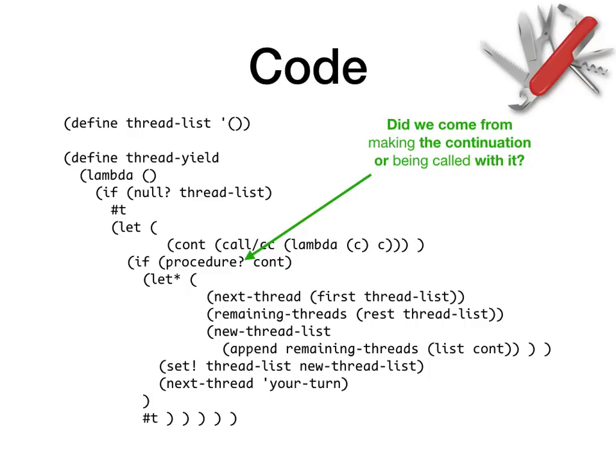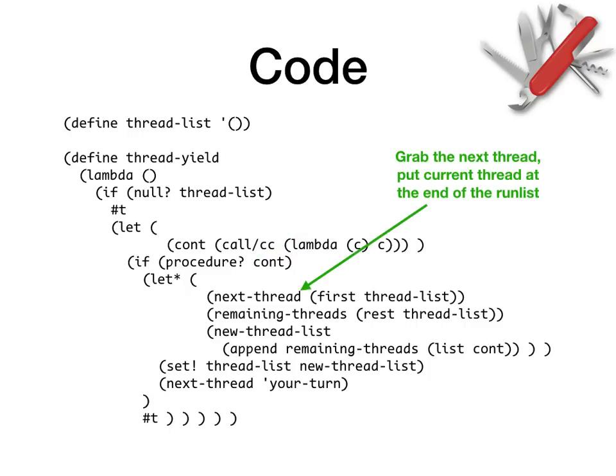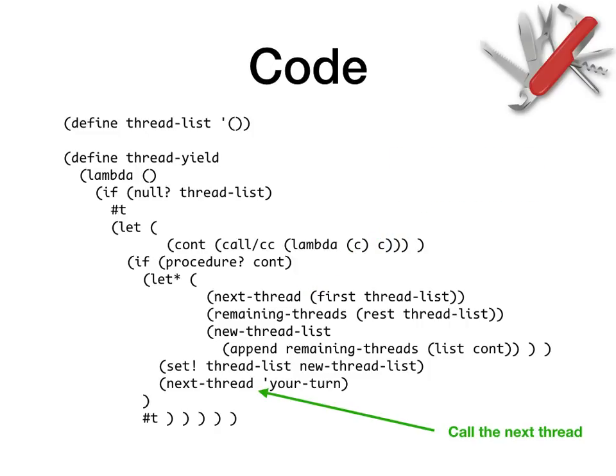If we're coming from creating the continuation, then that means we have to prepare the next thread. So we grab the first thread from our thread list, then we get a list of our remaining threads, and we create a new thread list by tacking together our remaining threads and the one that we just saved. That's what that append does. Then we set the thread list to be our new thread list, and then we call the next thread. Calling that will invoke the continuation.